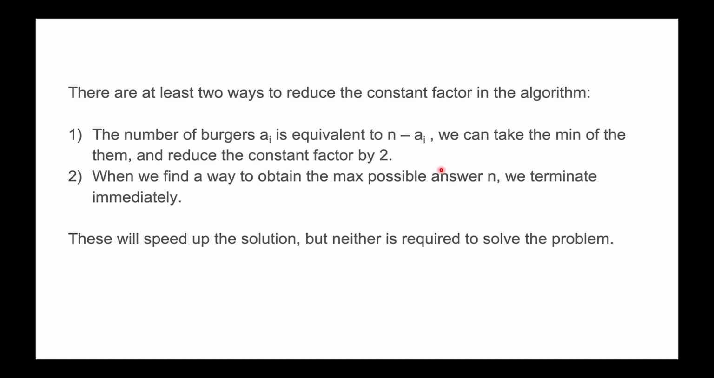There are at least two ways to further reduce the constant factor in this algorithm. We see that the number of burgers a_i is equivalent to n minus a_i, and we can simply take the smaller value between these two and reduce the constant factor by a factor of 2. And we will also be able to terminate early when we find the maximum possible answer n. Although these will speed up the solution, neither of them is required to solve the problem.